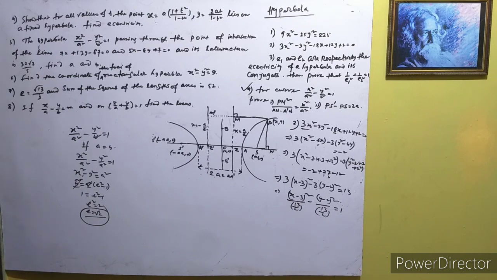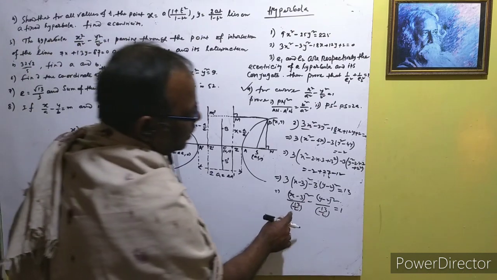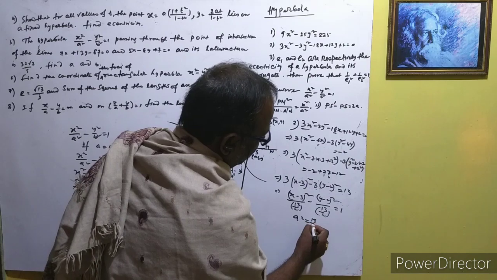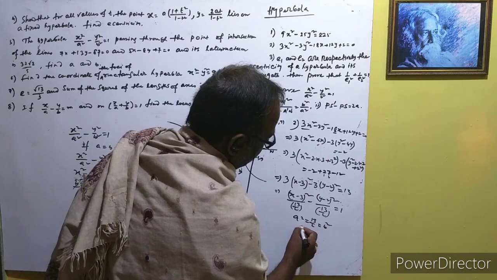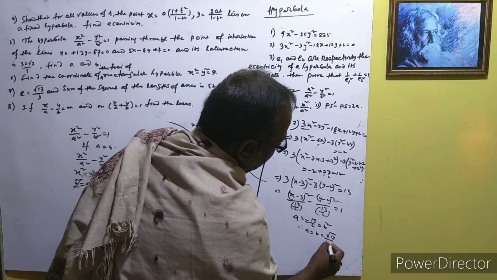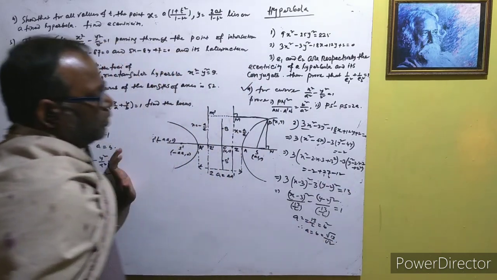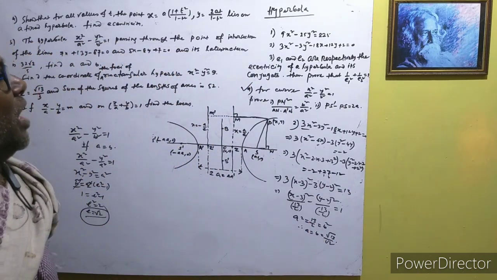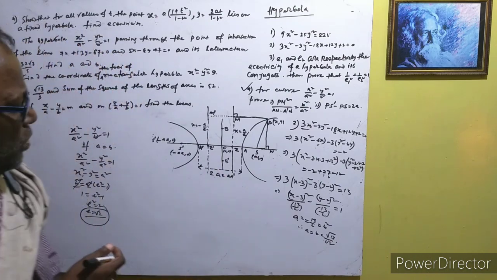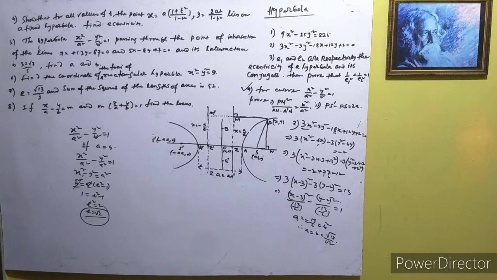And now for that, b and a are same. So a square is equal to 13 by 2 and is equal to b square. So therefore a is equal to b is equal to root 13 by root 2 here. So see the calculation carefully if there is some mistake. I think I'm right here, but see the calculation carefully.